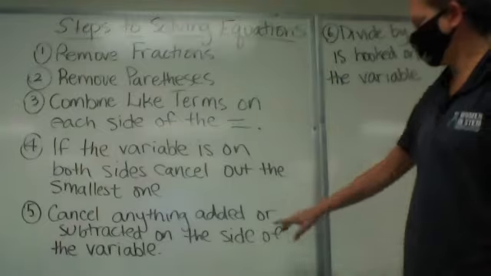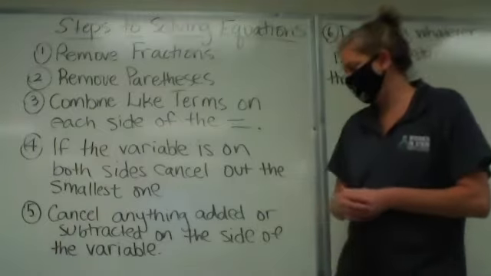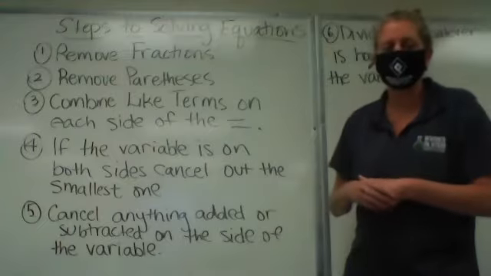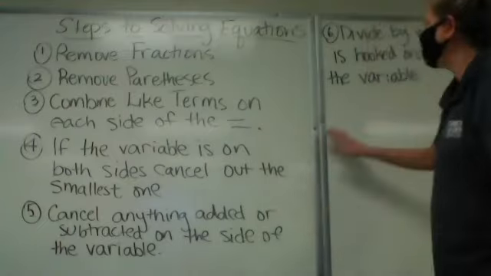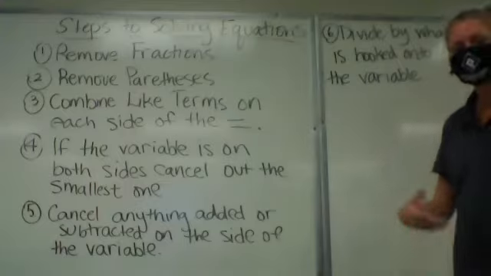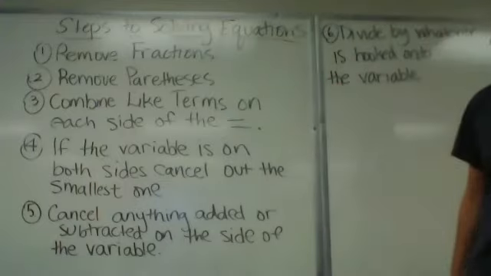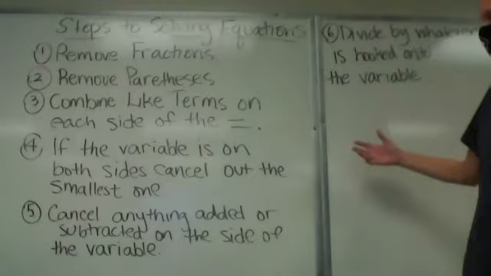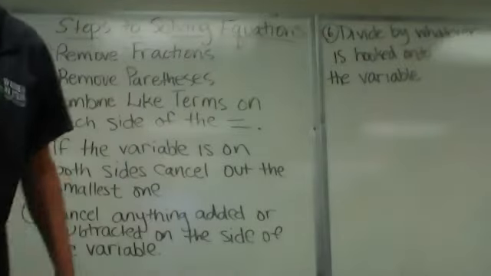The next step is to cancel out anything that's added or subtracted on the same side as the variable, okay? We did some of those in 2.1, so you've already practiced that a little bit. And then the last step is to divide by whatever is hooked onto the variable. That's where we're going to start today, with problems that just have this last step, okay? If you need to pause me for a little bit to write those steps, go ahead and do that. And we're going to start working problems like you're going to see in 2.2.